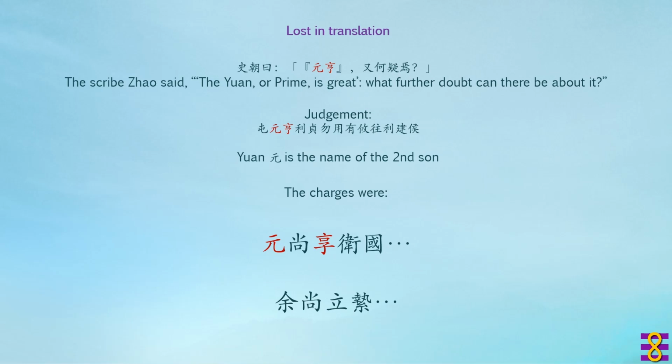Because we see here in the judgment text this character yuan. And yuan is also the name of the second son. And I think that fact actually must have had quite an impact on the diviner. You're consulting the I Ching about a certain person, and the name of that person pops up in the text of the oracle.